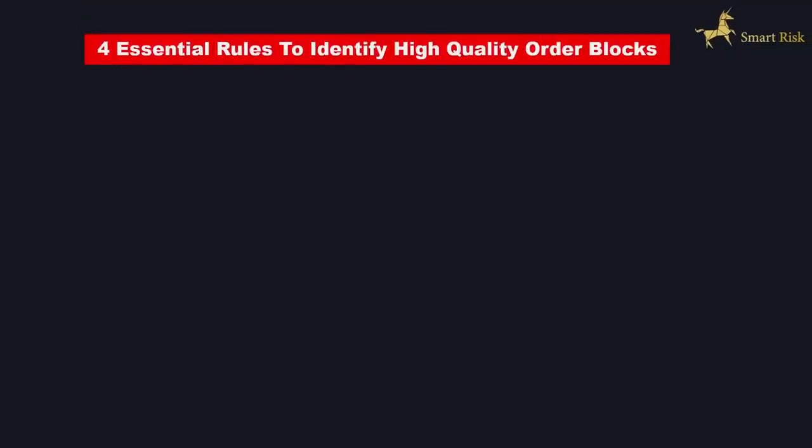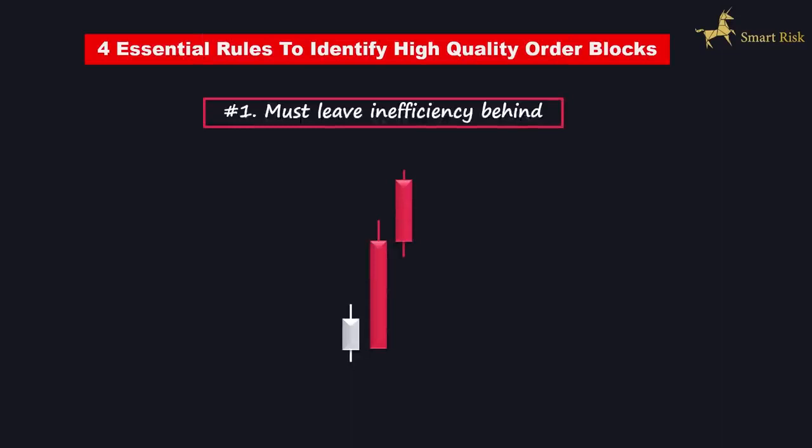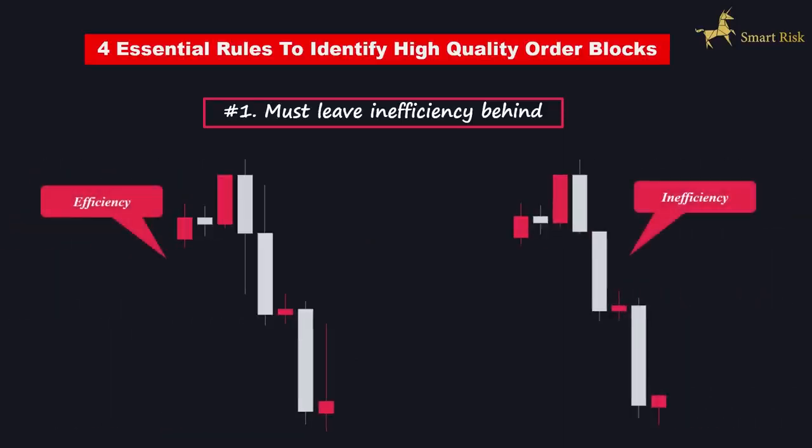There are 4 essential rules that we must follow in order to identify order blocks with a high probability of success. Rule number 1 states that a high-quality order block must leave a significant inefficiency behind. Inefficiency refers to an imbalance between buyers and sellers in the market, resulting in a disequilibrium that needs to be filled. This is often observed as a gap within the candles. To clarify, let's consider 2 scenarios. If a 3-candle sequence does not exhibit any gaps, it is considered an example of efficiency. On the other hand, if there is a gap present within the candles, it signifies an example of inefficiency.